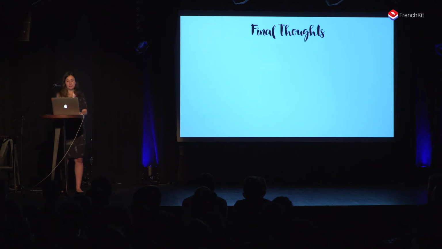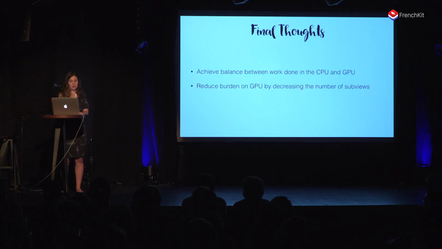So what's the takeaway? Really, the approach boils down to balancing between the CPU and the GPU. You don't want to offload the GPU and then have a really overburdened CPU. It's really about balancing the two. And what I just showed you is basically how to reduce the burden on the GPU by flattening the view hierarchy, eliminating as many subviews as possible.